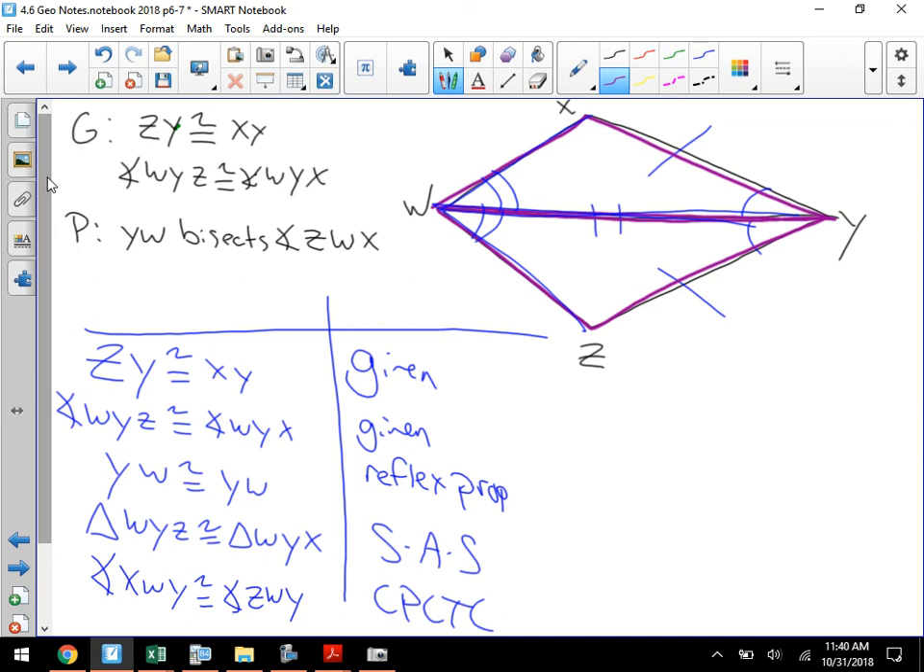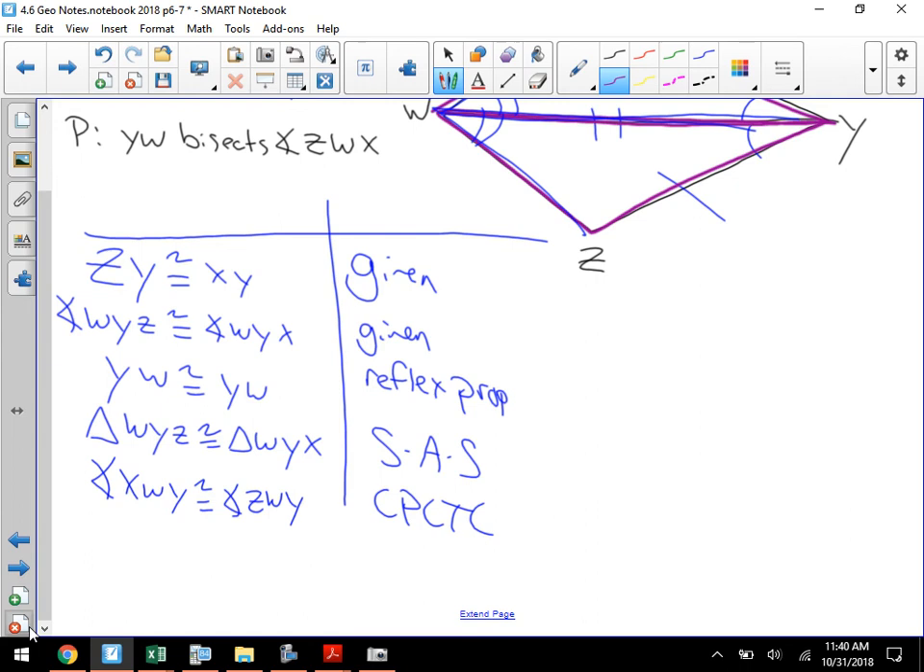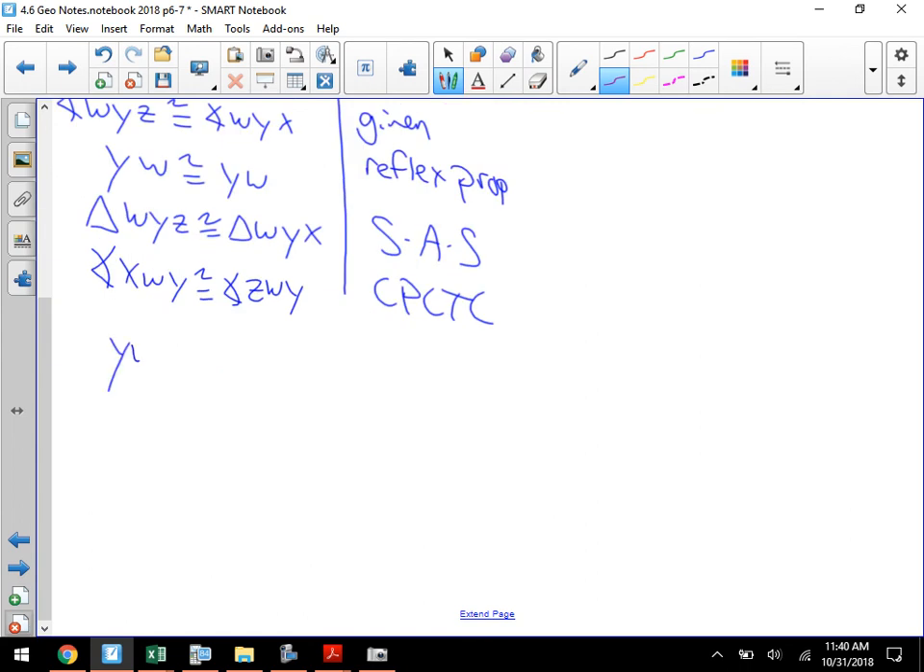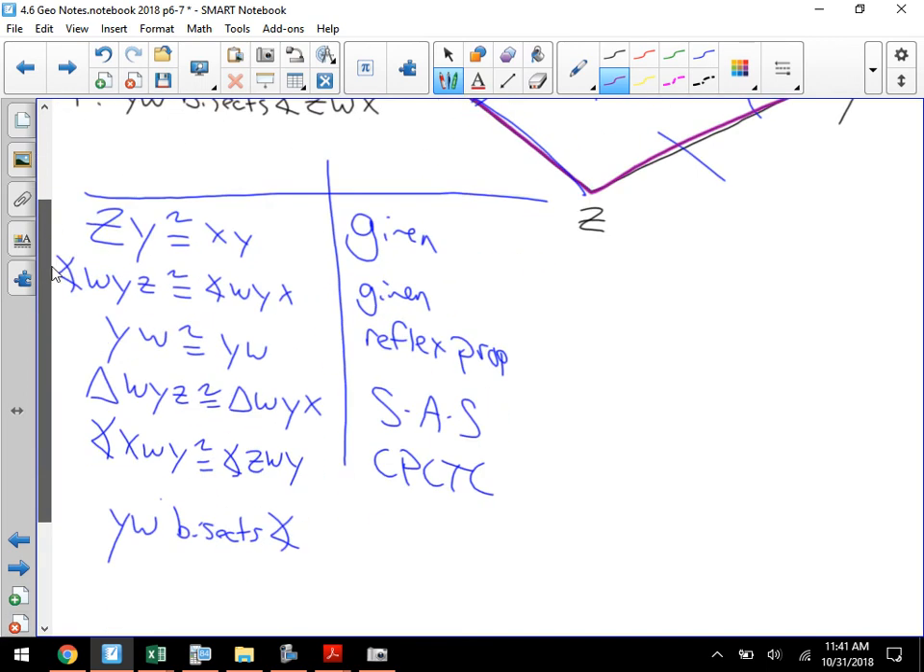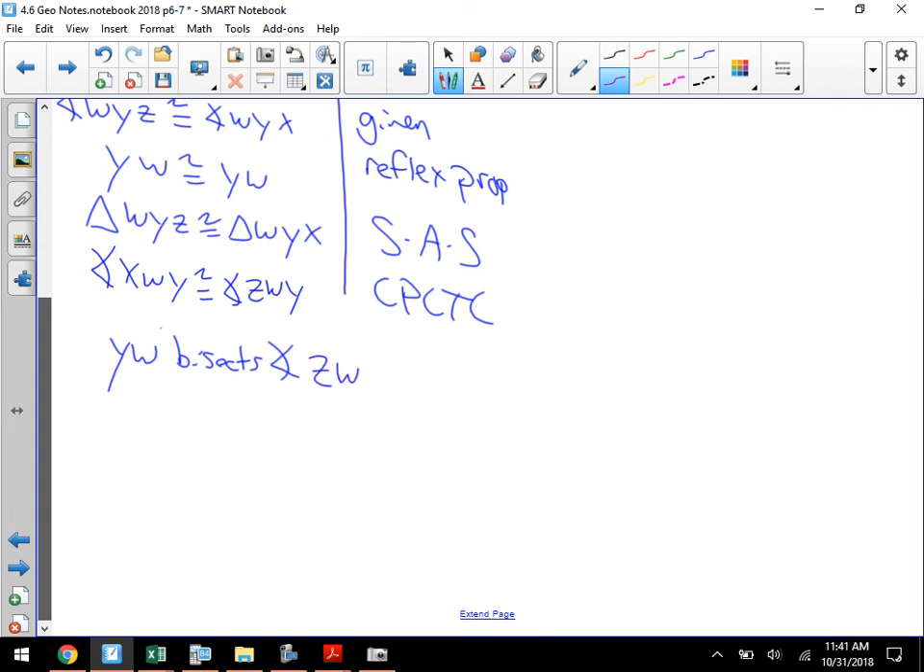So now we've shown that that large angle got cut into 2 congruent parts. Which means now, what can I say? YW bisected. I'm just working backwards off of the definition. YW bisected angle ZWX. And that was the definition of an angle bisector.